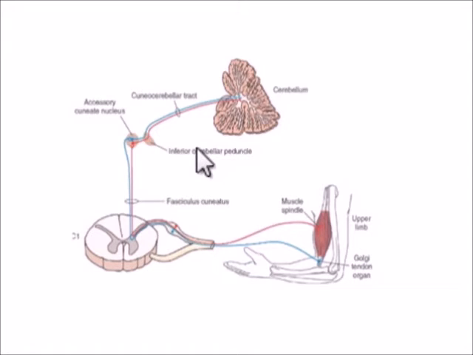The cuneocerebellar tract from the upper part of the trunk and upper limbs arises from Golgi tendon organs and muscle spindles, carrying the sensation of tension, state of contraction, length of muscles and joint sense. And this cuneocerebellar tract goes into the dorsal root and dorsal root ganglia, then it enters the spinal cord, and without crossing it ascends upwards and then through the inferior cerebellar peduncle it enters the spinocerebellum.